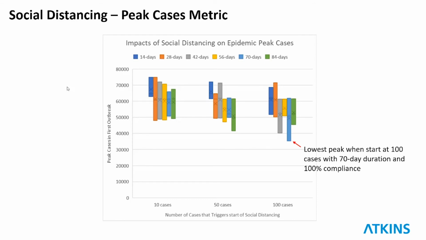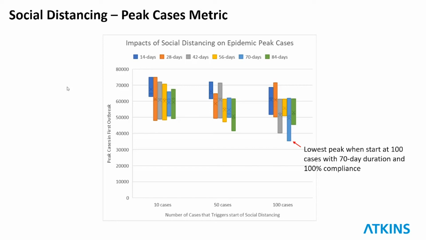Expanding out to the full set of runs, you get the chart that we see here. On the left is peak cases, and on the bottom is the number of cases discovered before you start social distancing. The colors indicate the duration of social distancing, so from 14 days out to 84. And the top of the bar represents typically the low compliance case, so 50% compliance, and the bottom of the bar represents the highest compliance case, or 100%.